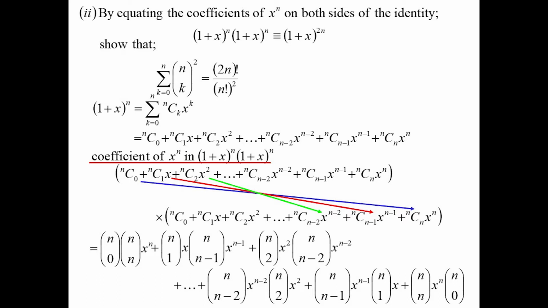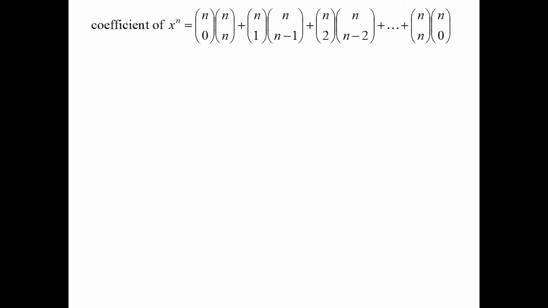So the coefficient, I'm not worried about the x to the n, I just want the coefficient. I end up with nC0 times nCn, nC1 times nC(n minus 1), nC2 times nC(n minus 2), and so on and so on, until I got to the very end, which was nCn nC0.